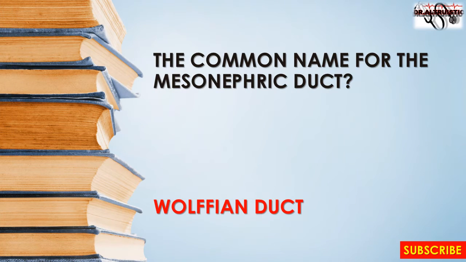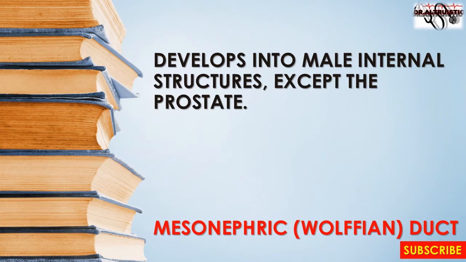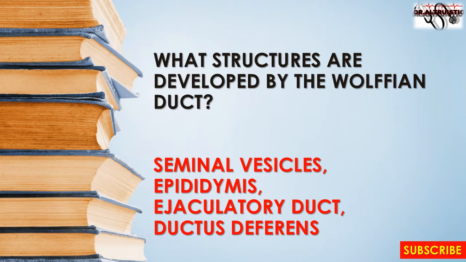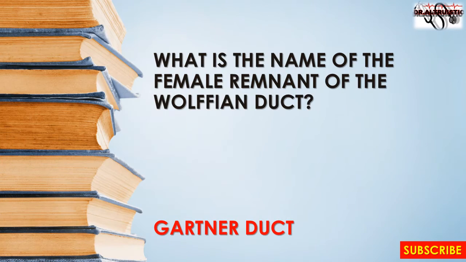The common name for the mesonephric duct: Wolffian duct. Develops into male internal structures, except the prostate. Mesonephric, Wolffian, duct. What structures are developed by the Wolffian duct? Seminal vesicles, epididymis, ejaculatory duct, ductus deferens. What is the name of the female remnant of the Wolffian duct? Gartner duct.